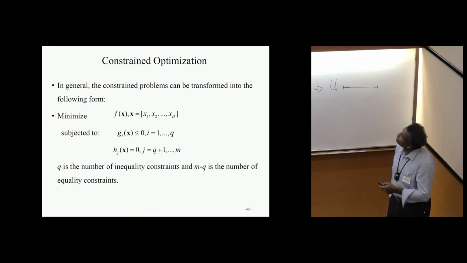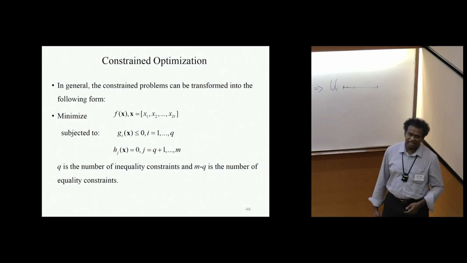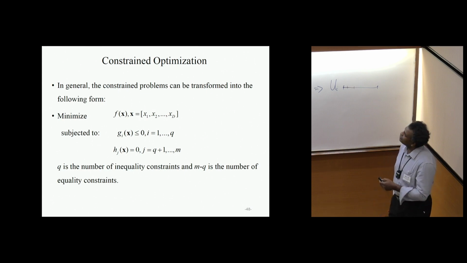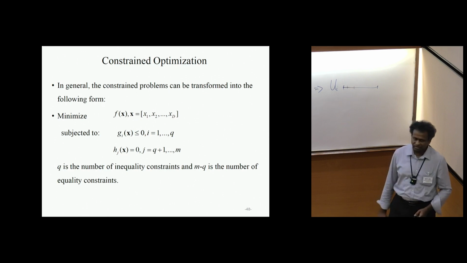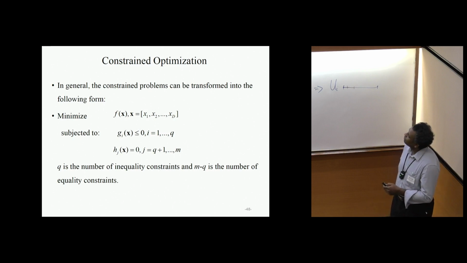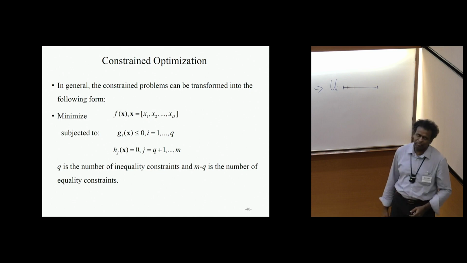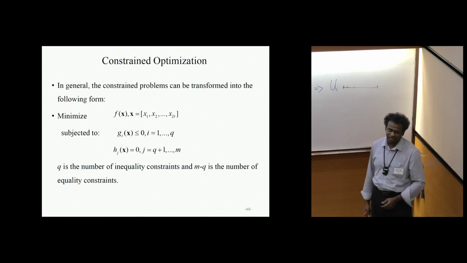So, this is your constraint optimization problem, single objective case, numerical. This is your objective function. This is your inequality constraint. This is your equality constraints. There are a number of them, q of them, and here m minus q of them for the equality.